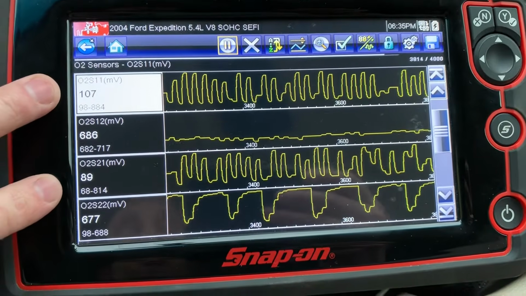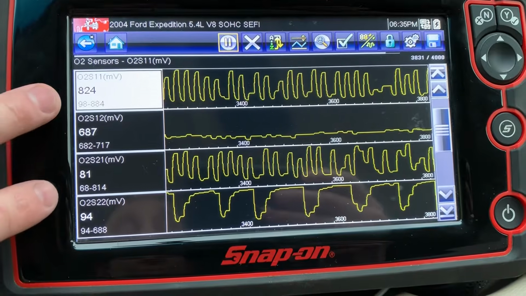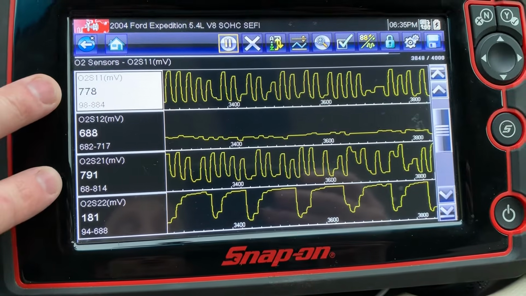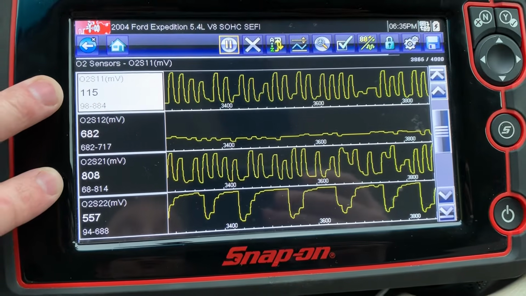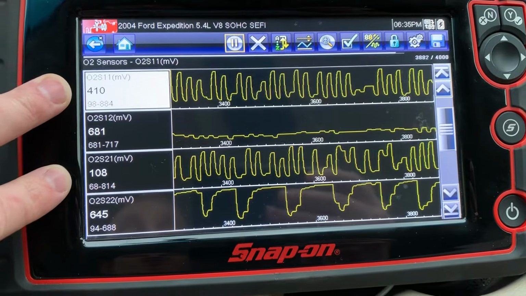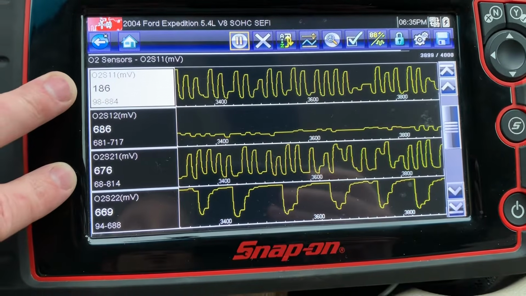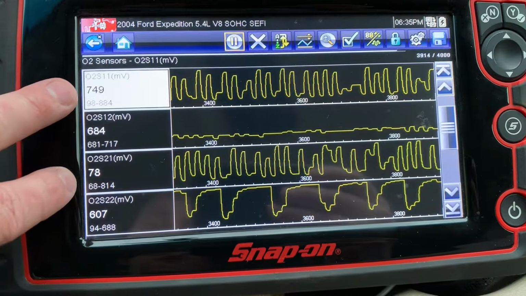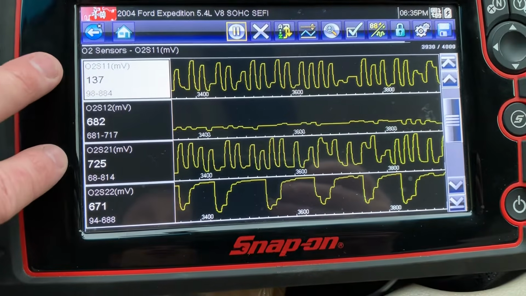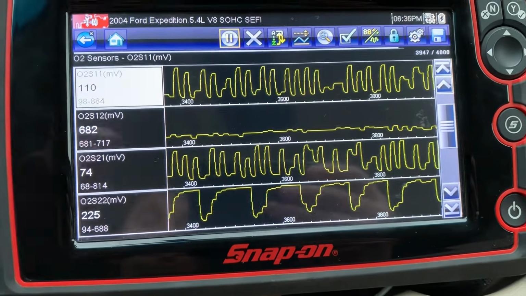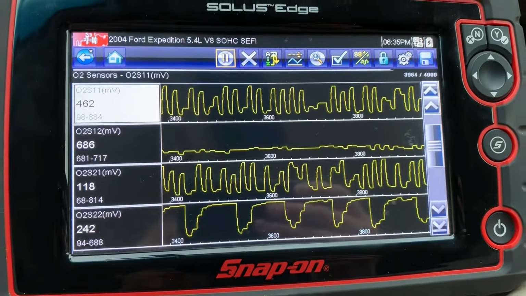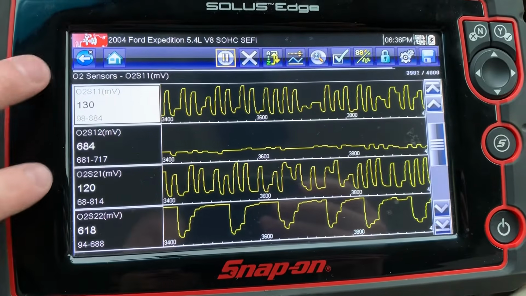If I came in here and they were stuck in the low millivolts, like the hundreds, then we would have a lean running condition and the computer would be compensating by adding tons of fuel. If we saw it stuck high, then exact opposite, we have a rich running condition and the computer would be compensating by taking away fuel. Okay, but that's not the case here.